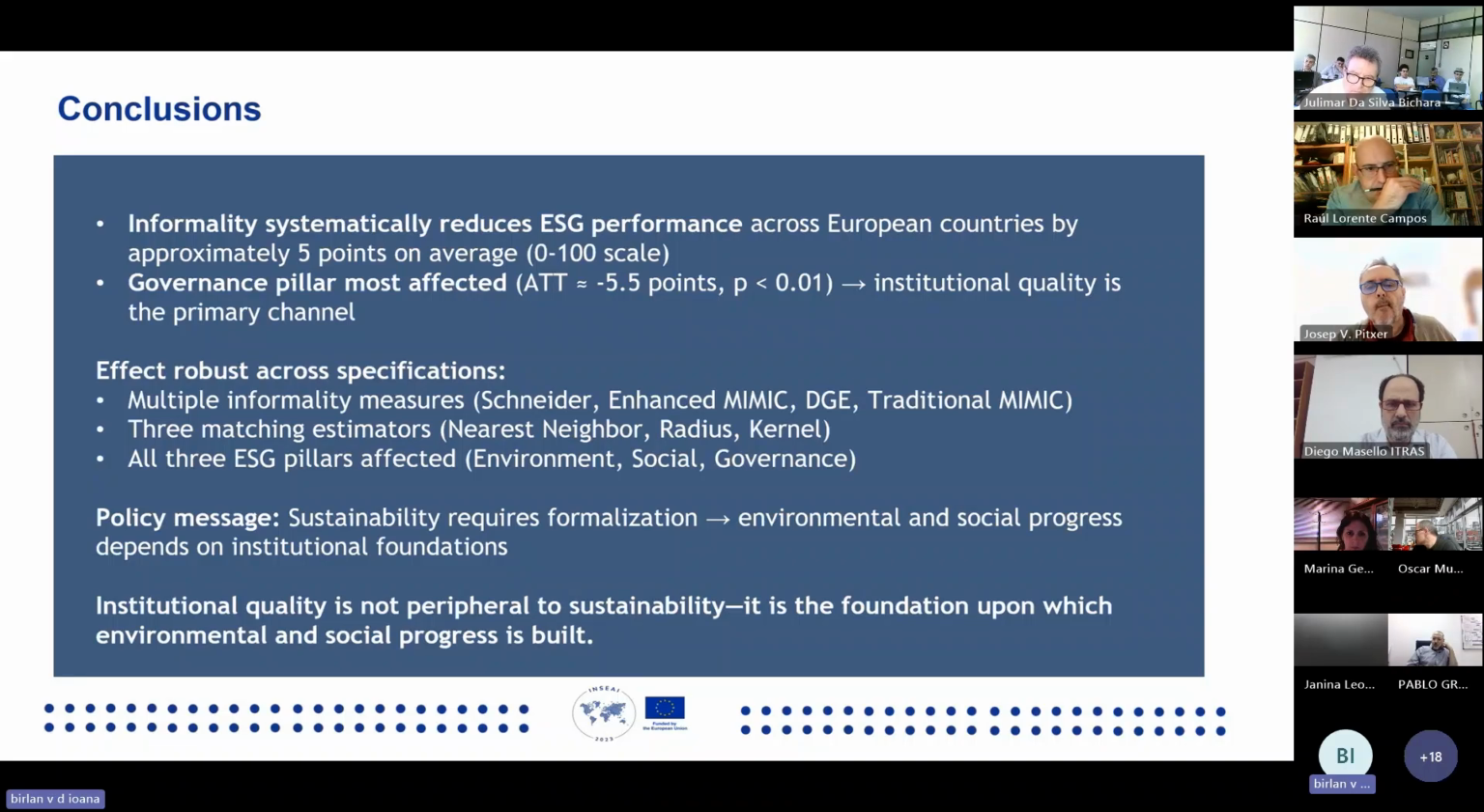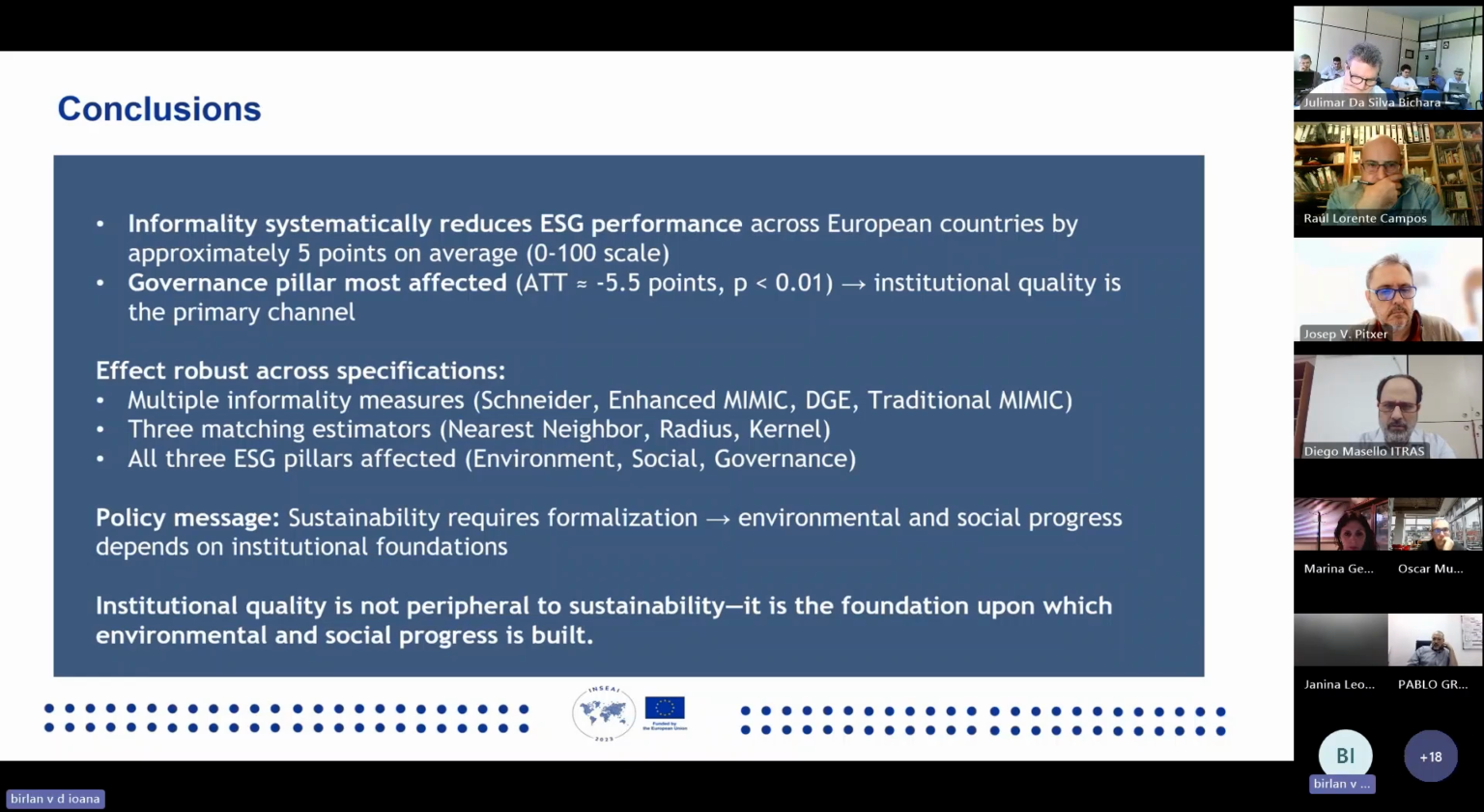The conclusions are pretty straightforward. Informality systematically reduced the ESG performance by an average of 5 points. The government pillar was the most affected and most significant.